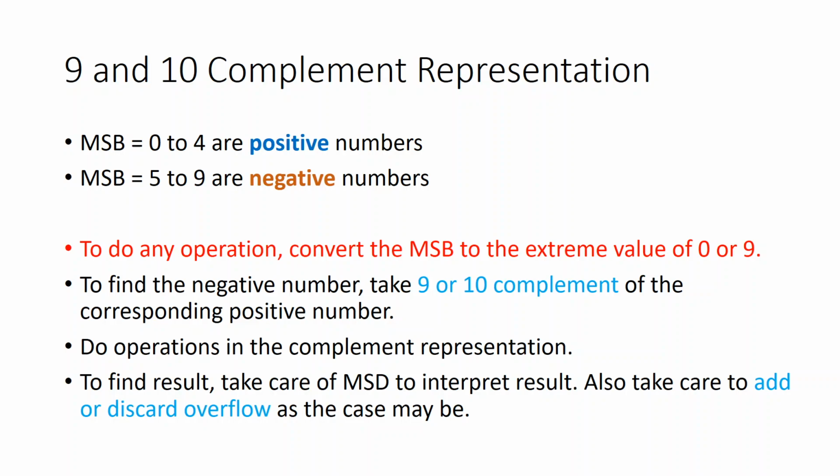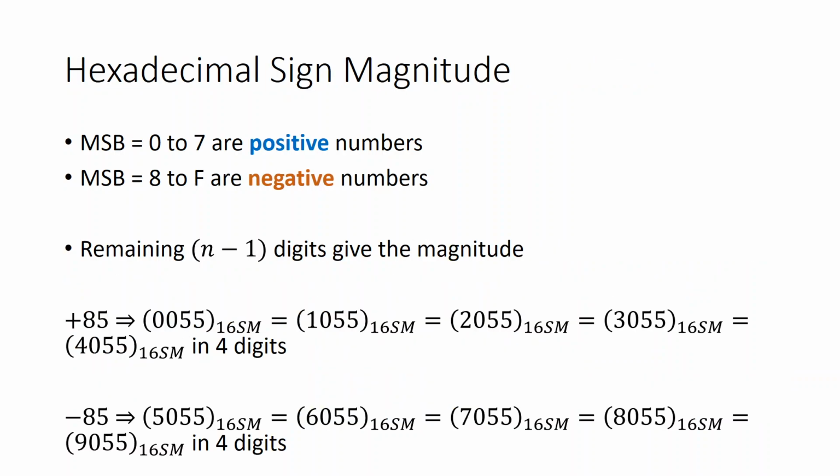You have to look at the result and see whether there is an overflow or not, and deal with the overflow accordingly. If it is a 9's complement representation, you add the overflow back to the result. If it is 10's complement, you discard the overflow, and then you look at the MSD, understand whether it is positive or negative, and then accordingly you also find out the magnitude of the quantity.